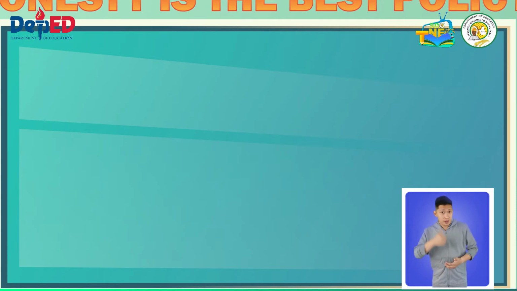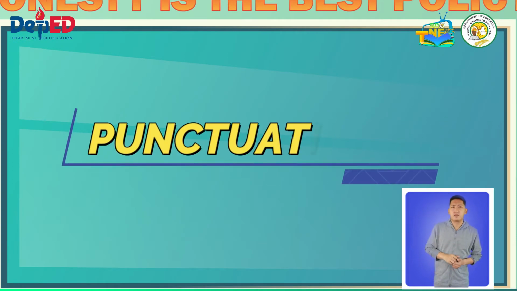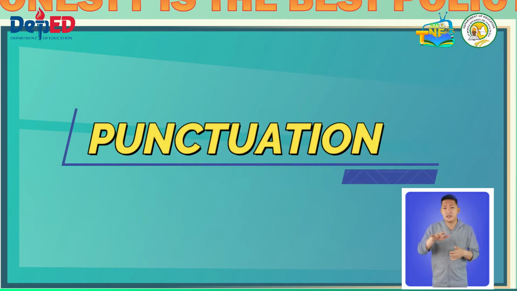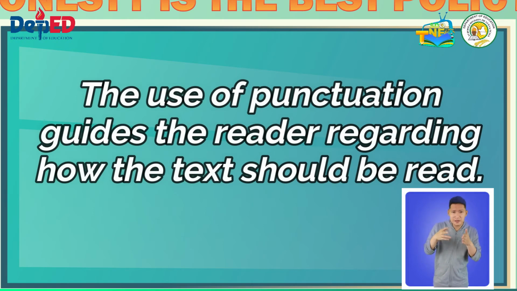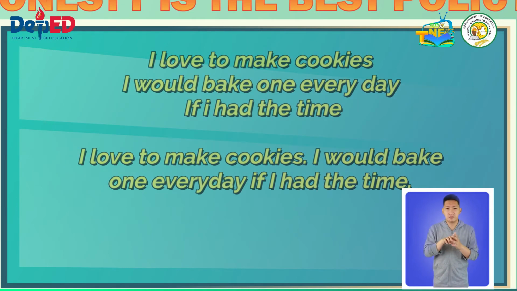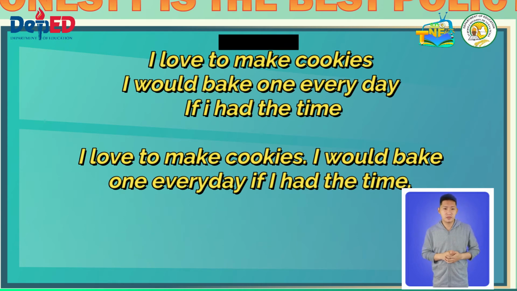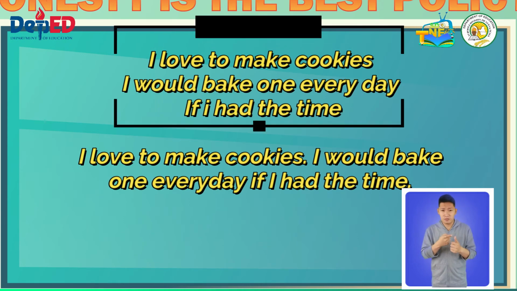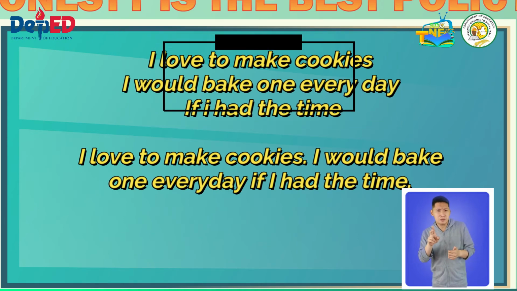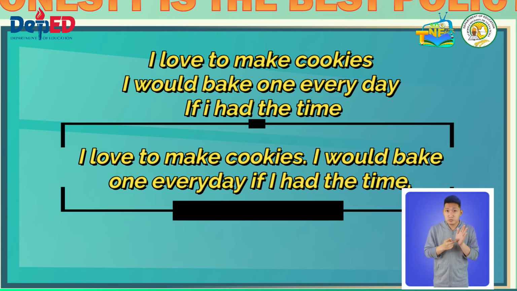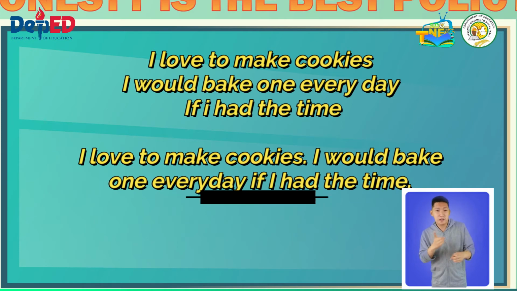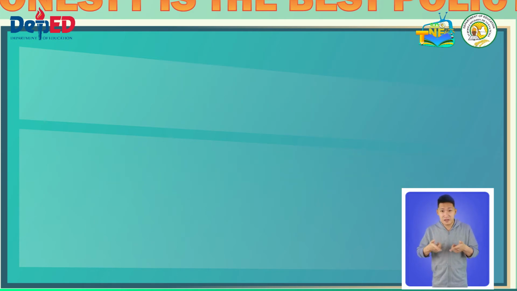Another crucial concept is punctuation, which is as important as spelling. The use of punctuation guides the reader regarding how the text should be read. Look at these examples. Notice that the first one does not make use of proper punctuation marks, while the second one presents two sentences that are correctly punctuated. Let us try this one.